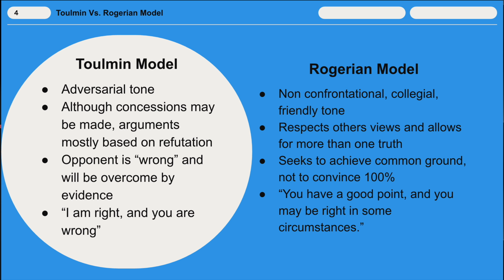Now, here we have a comparison of the Toulmin model and the Rogerian model. So Toulmin, as you can see, is a little bit more adversarial. You're proving the point with evidence and rebutting the other side, as we have learned. You might say, I'm right and you're wrong because, etc. Now, in the Rogerian model, it's more of a, you have a good point and here's mine too, let's meet in the middle. So it's more of a collegial, respectful tone, and it's focused on dialogue rather than debate.